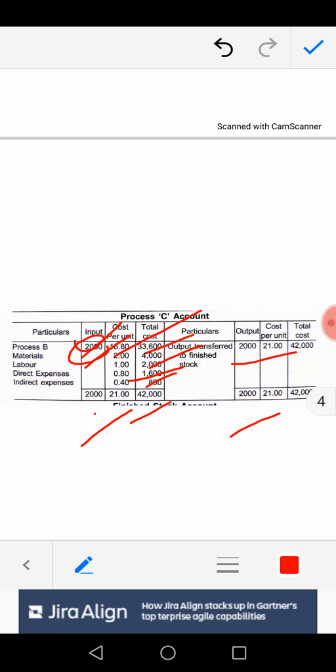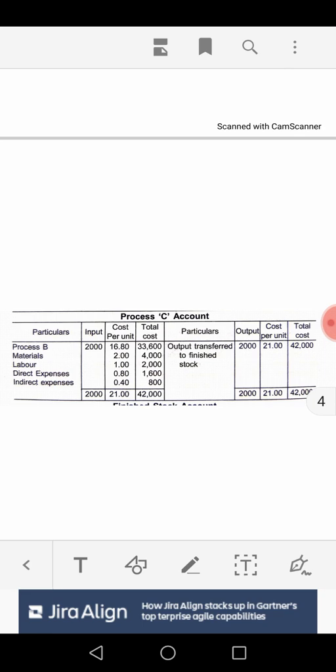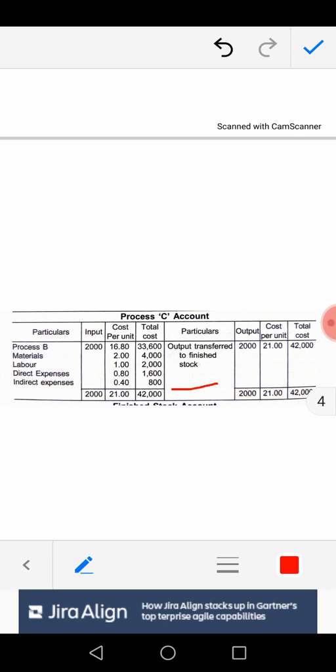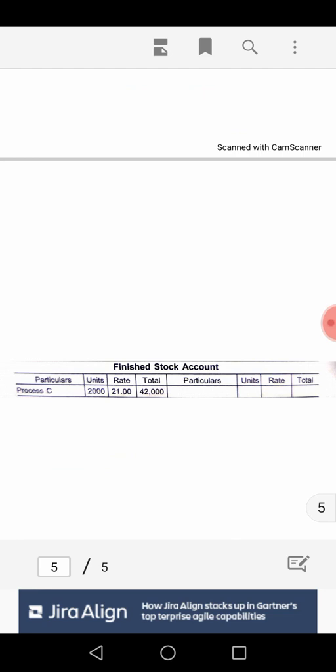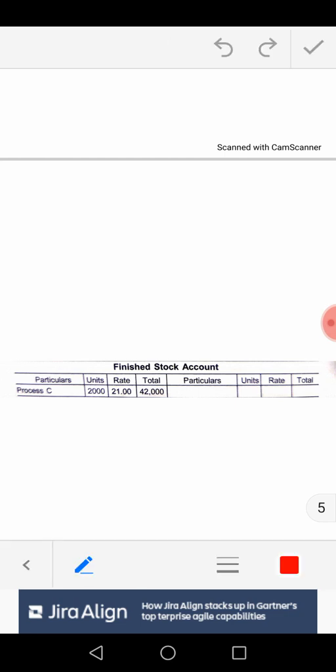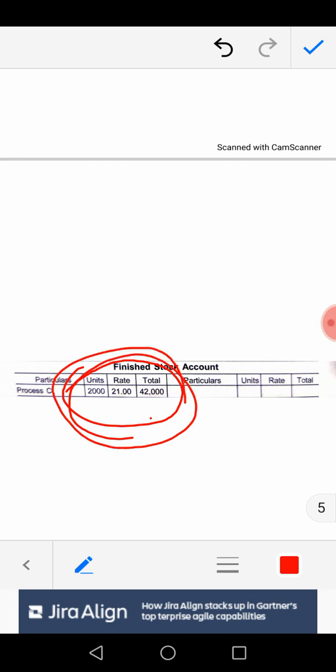And lastly you have to transfer, that is very important. Output transfer to finished stock, this is the last process. That's why you have to transfer to finished stock, that is very important. So lastly we have to prepare the finished stock account. The credit side amount of process C, what they have given, that is the finished stock account: 20,000, 2.10 and 42,000. Here you have to understand what the expenses of process C mean. Here 42,000, you have to make the expenses.